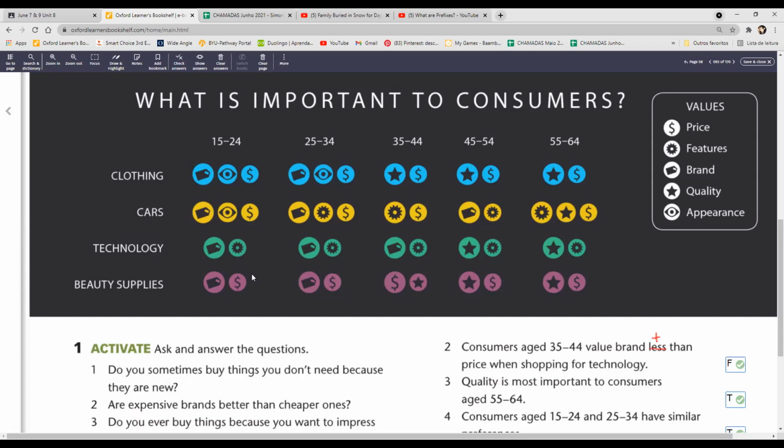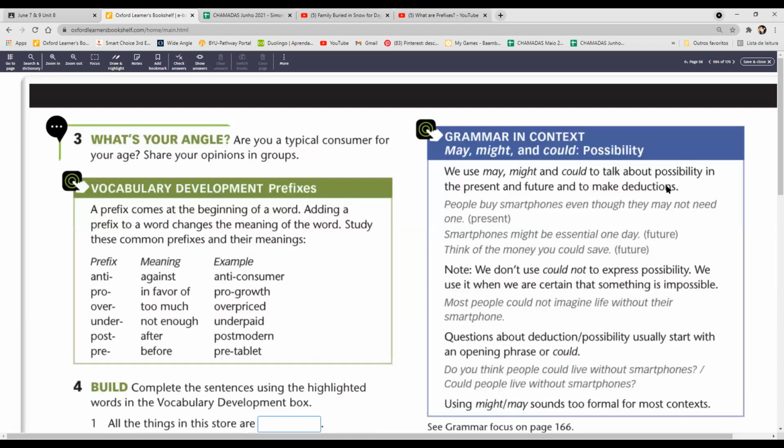Some people are different. Some people are in this age group, but like Matteo said, they value quality much more than brand. Okay? So this is something really personal. I wouldn't just simply put a tag and say, oh, this age group. No, it depends on the person.